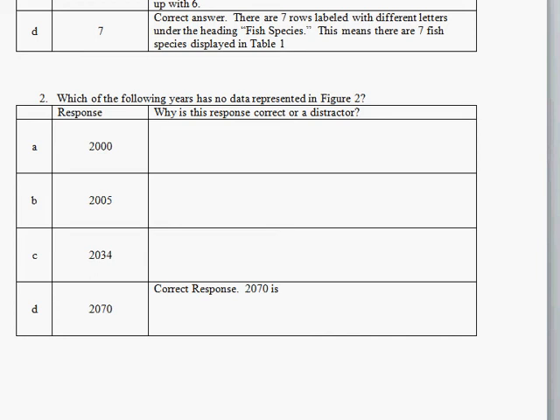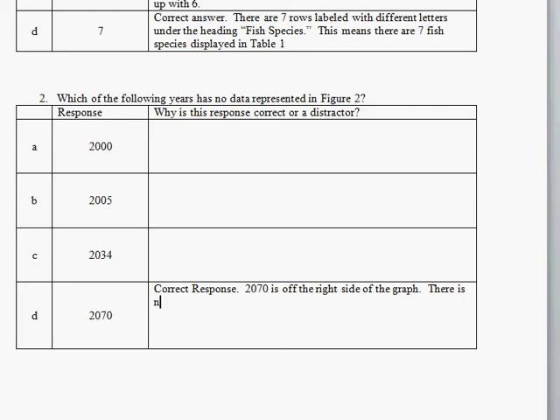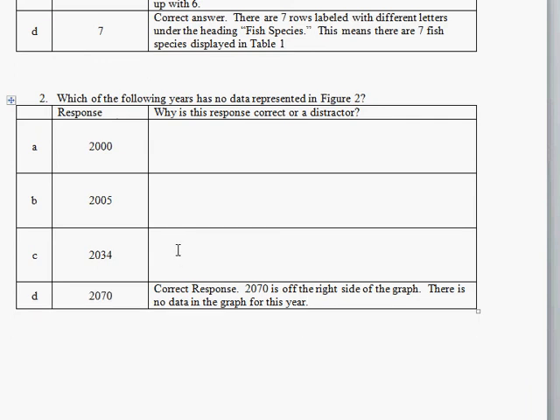2070 is off the right side of the graph. There is no data in the graph for this year. Okay. So that means these are all distractors. Well, why are these distractors?